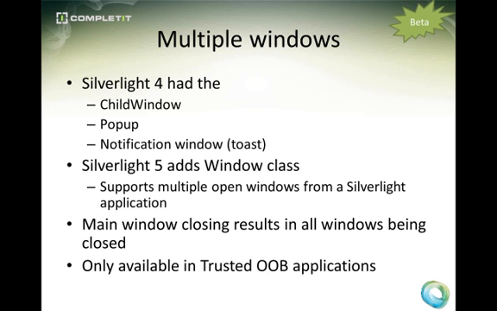Now it is possible with Silverlight 5 to launch native windows, a real window, using the Window class. It is possible to launch as many as you want. When you, of course, close the Silverlight application, it will close all the launched windows also. This only works in Silverlight 5 trusted out-of-browser applications. This doesn't work with the in-browser applications.